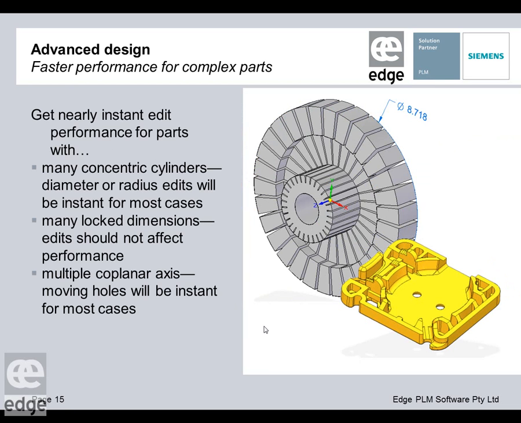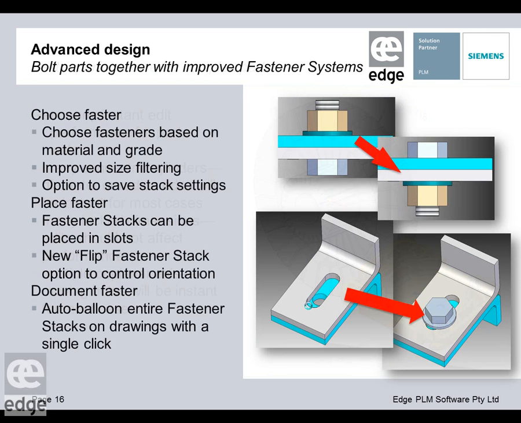The other thing that we've added in the design area is a lot faster performance on complex parts. Where you had lots of repetition in the past, edits could be a little slow. They've been sped up. Here we've got concentric cylinders and many locked dimensions. When you edit with a lot of locked dimensions, that doesn't affect performance. The view of the designers is that you don't need a lot of locked dimensions. Some of our customers feel more comfortable with lots of locked dimensions.